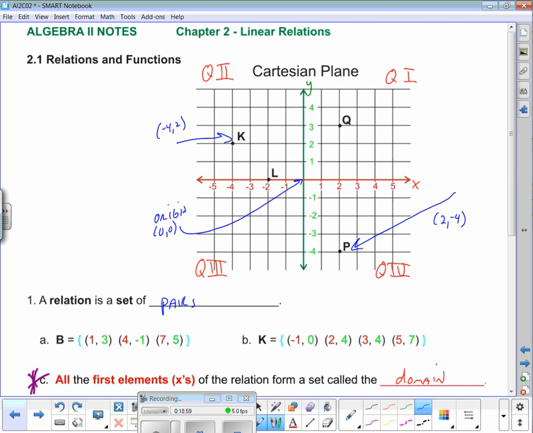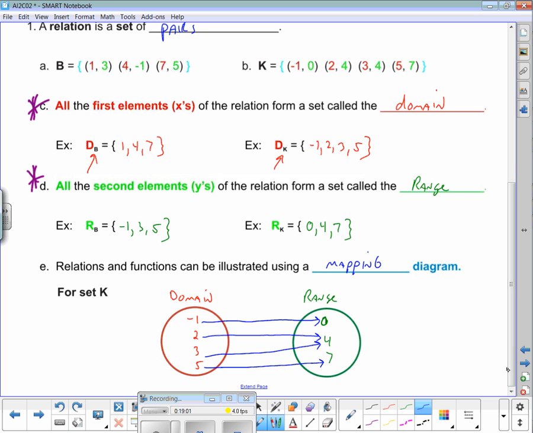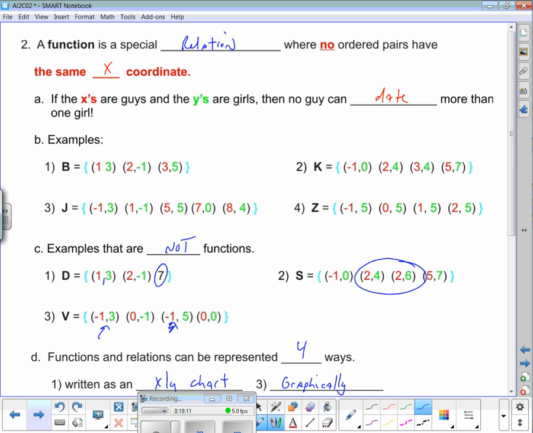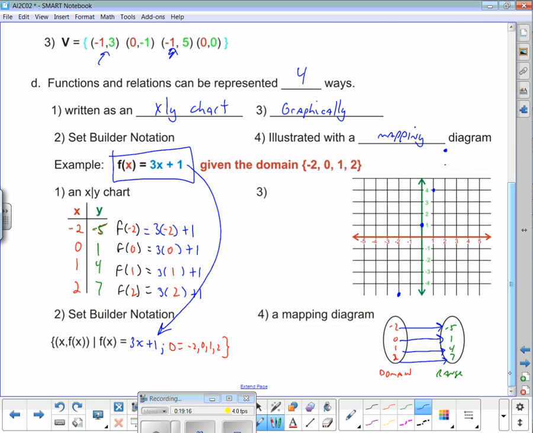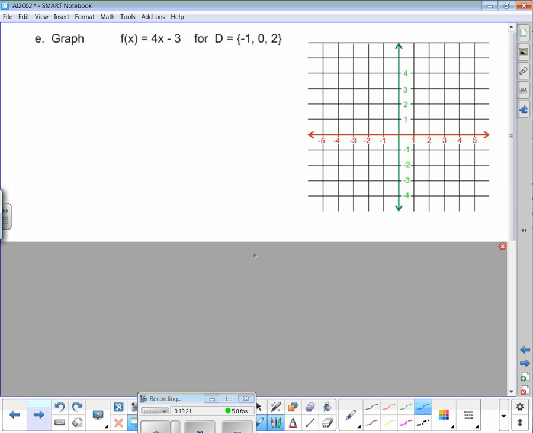Let me go back to the first page here and look at this example. Again, you have only one arrow coming out of any one. So therefore, this is a function. All right. Okay, so those are the 4 ways that you can display, represent functions.